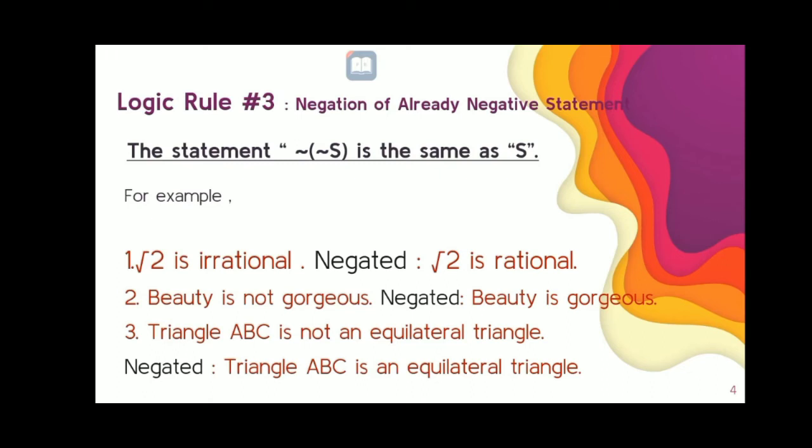So for example, square root of 2 is irrational. If you negate this, that leads to square root of 2 is rational. Then, beauty is not gorgeous. Notice it is a negative statement, and when we negate it, that leads to beauty is gorgeous. Then, triangle ABC is not an equilateral triangle. If you negate, that leads to triangle ABC is an equilateral triangle.